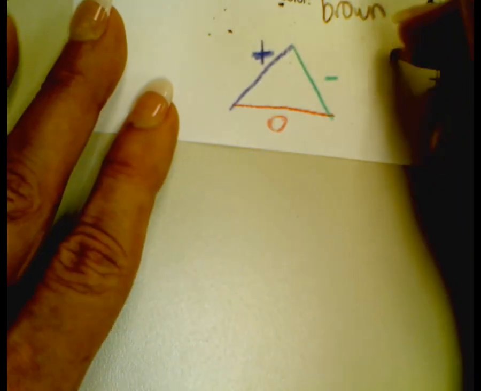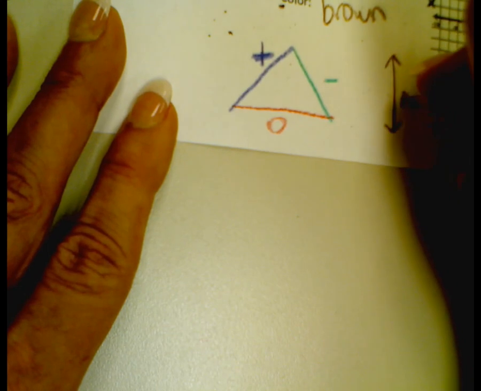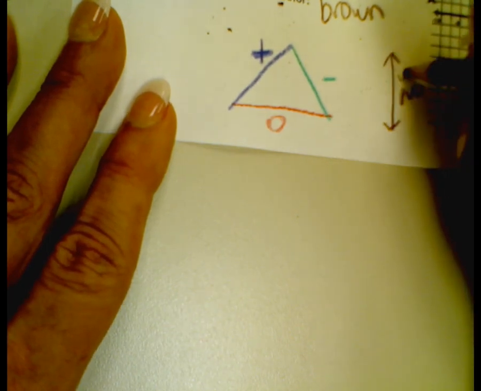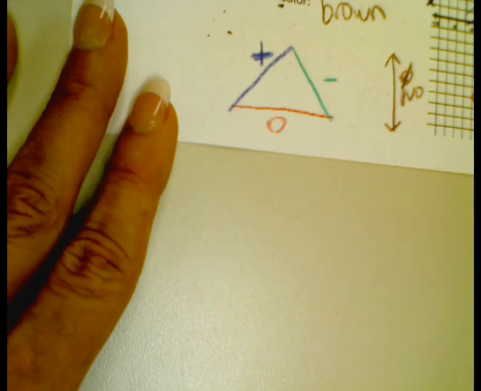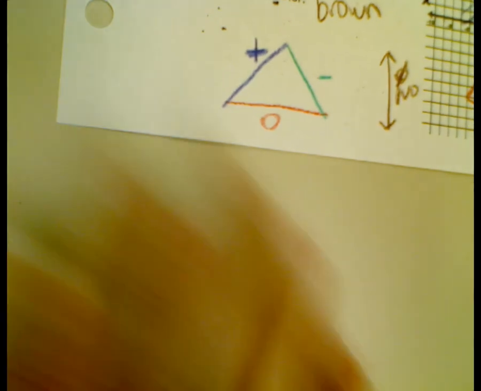And brown is an undefined or no slope. Undefined looks like this. Undefined, no slope. So here's my little story.